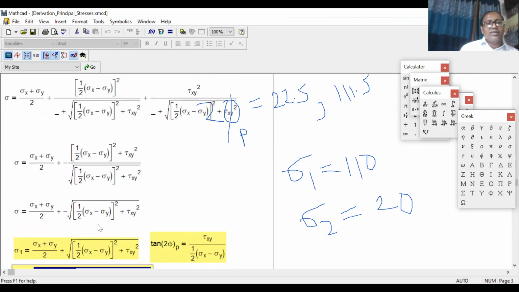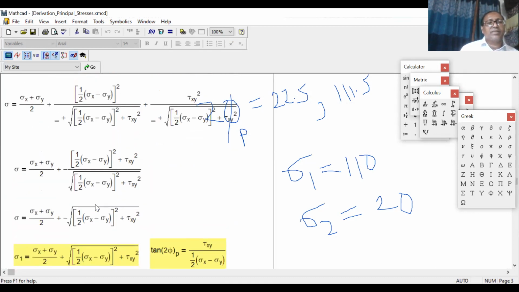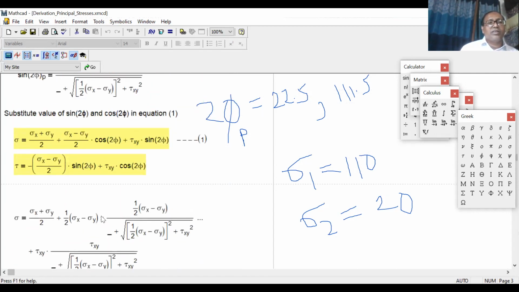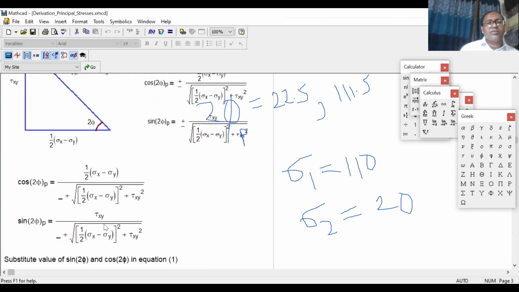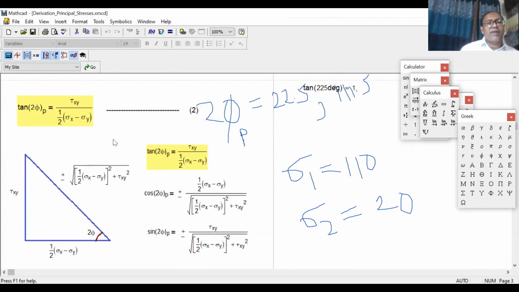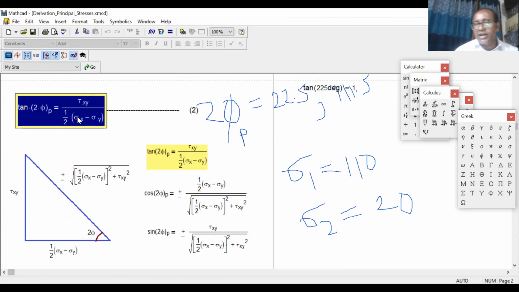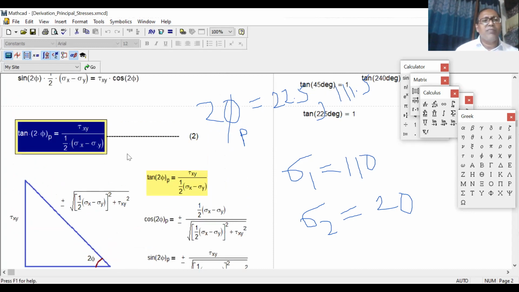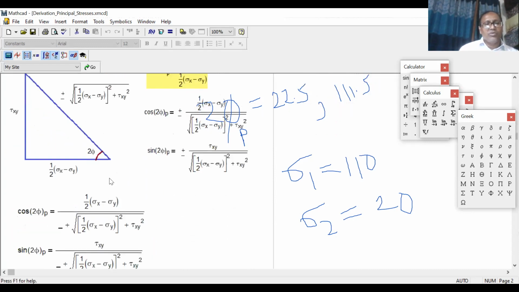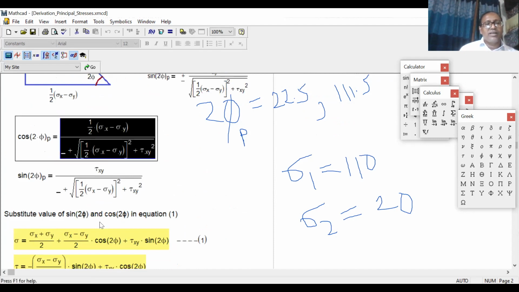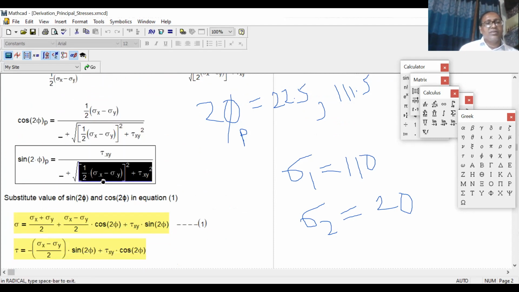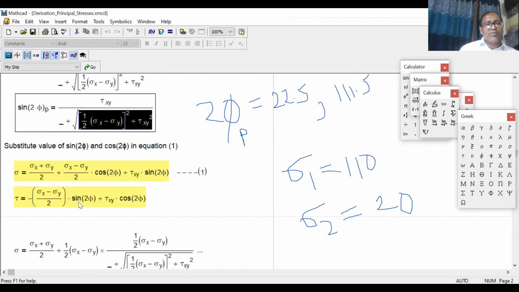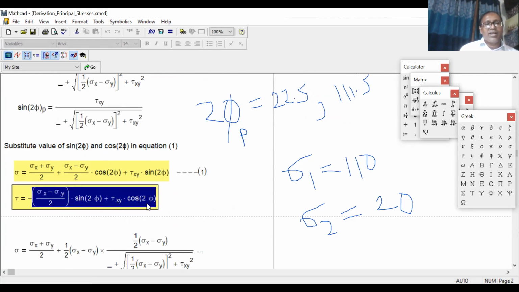Okay, so this phi p angle right over here, what is our phi p angle? We just figured out the value of sigma 1, sigma 2. And we know at that angle, tau will be 0. Prove it mathematically. How can you prove it? The same way. We know the value of cos 2 phi, the value of sin 2 phi. These two angles we put in this equation, and we try to see what happens.